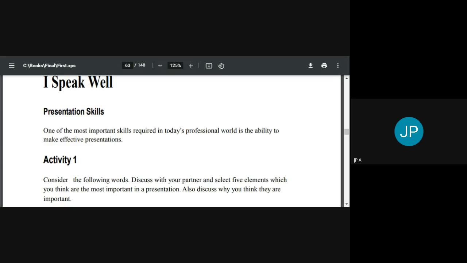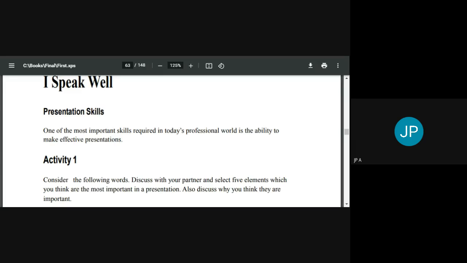So let us now look at this chapter, presentation skills. One of the most important skills required in today's professional world is the ability to make effective presentations. If you are a good presenter, you are able to transfer your ideas to the audience in a very clear manner. Because you are also using some visual tools, it helps your presentation to become better and clearer. There is more clarity in your presentation when you are using such visual aids. Clarity means the state of being clear.